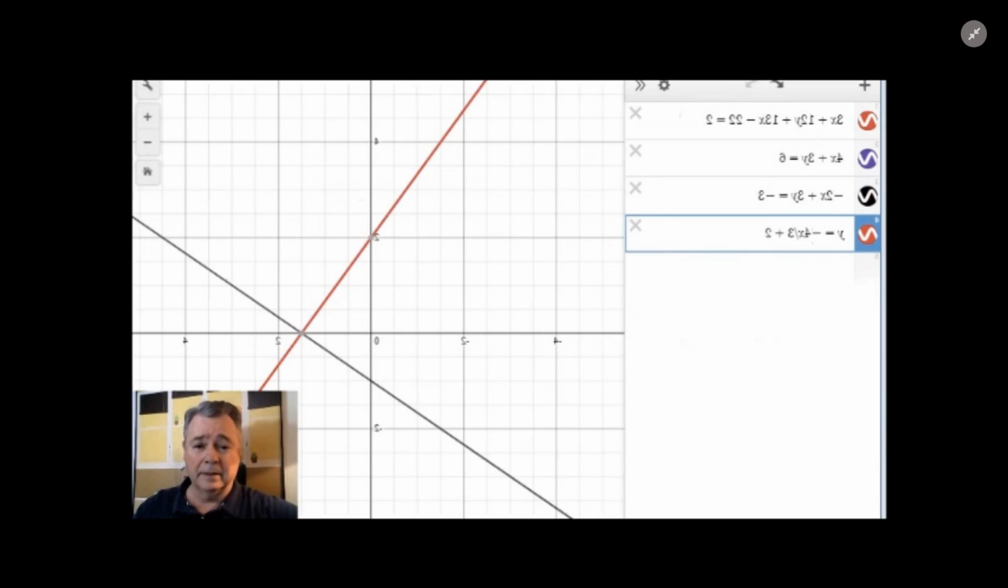And it's a form that shows us the slope and the y-intercept. Now, knowing how to put a function into the right form is the key to solving many algebra problems.